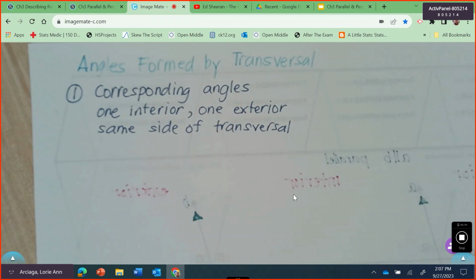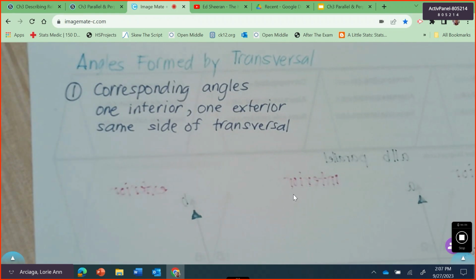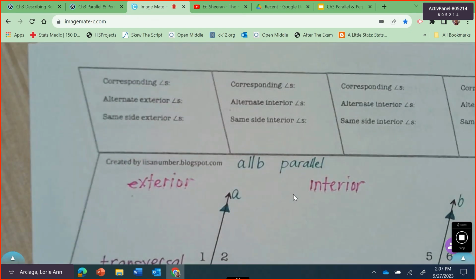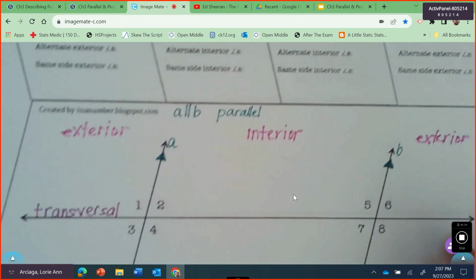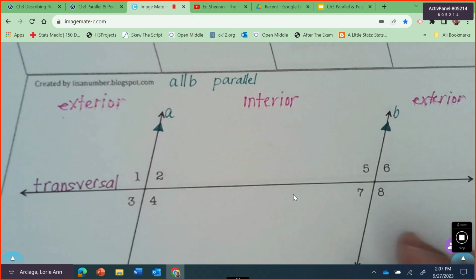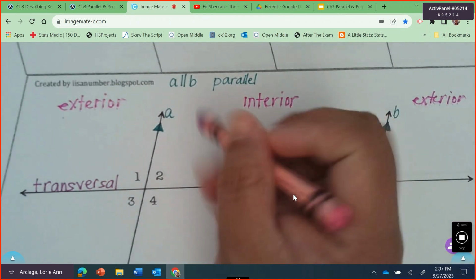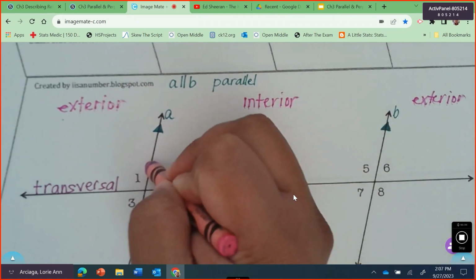Okay, so let's find that in our drawing. You have to start coloring now. So let's get one crayon. I'm going to flip my paper over. So one interior, one exterior, same side of transversal. You ready now? Okay, flip. All right, so pick one color. Pick one color. All right, so let's start with 1.